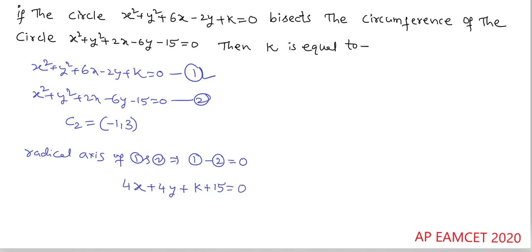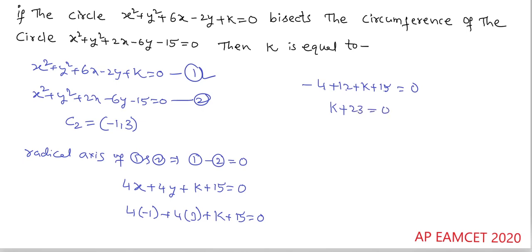So the center of the circle lies on the radical axis, that is 4 into −1 plus 4 into 3 plus k + 15 = 0. −4 + 12 + k + 15 = 0. 12 + 15 is 27, 27 − 4 is 23, that is k + 23 = 0. So therefore k is equal to −23. This is the value of k.